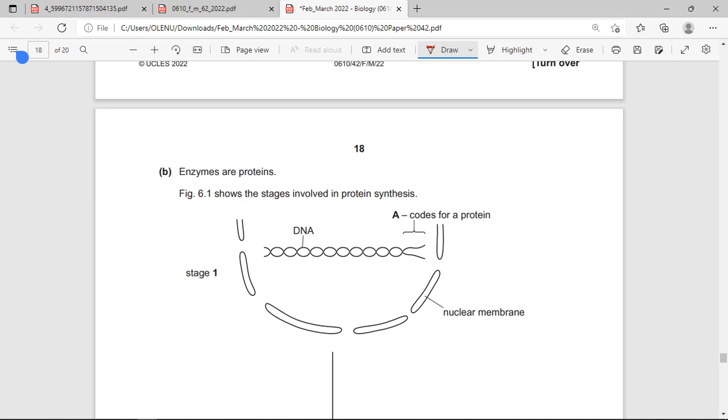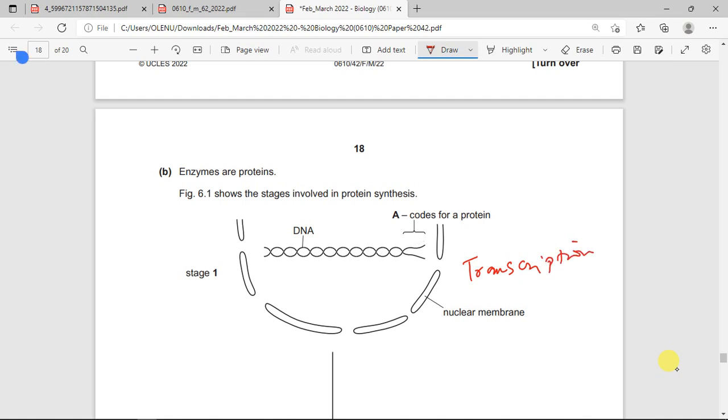Now the next question is, enzymes are proteins. Yes, we know that. And they say figure 6.1 shows the stages involved in protein synthesis. So the stages involved in the making of protein. And first, if you look at this stage 1, code for a particular protein, mRNA stage 1. So what will happen in stage 1 is the process of transcription, where the DNA will make a code to manufacture a particular protein in the form of mRNA. So transcription is taking place here.